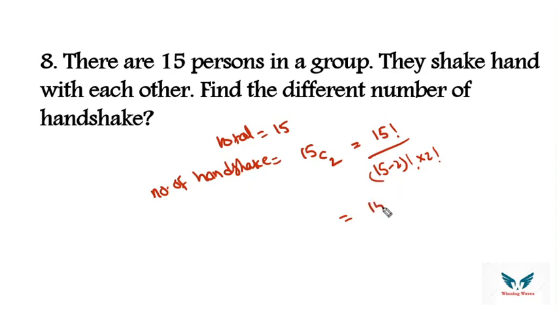So 15 factorial means 15 into 14 into 13 factorial by 13 factorial into 2 factorial. 13 factorial gets cancelled. So 2 factorial means 2, 2 7s are 14. So 15 7s are 105. So in how many ways can we do it? We can say 105 ways.